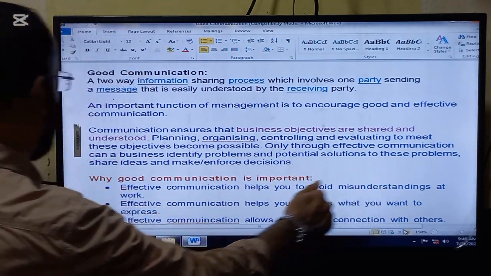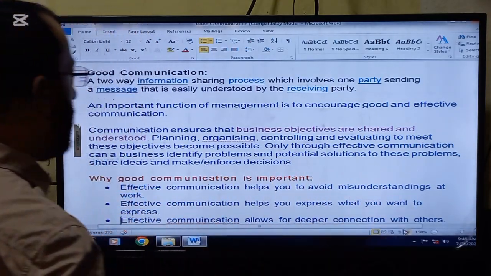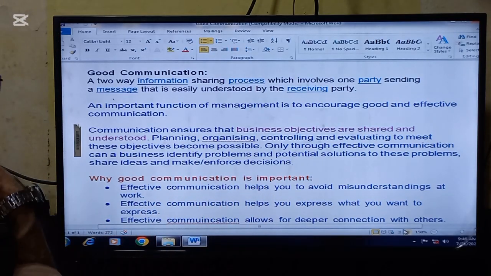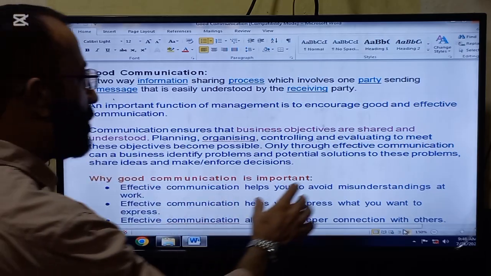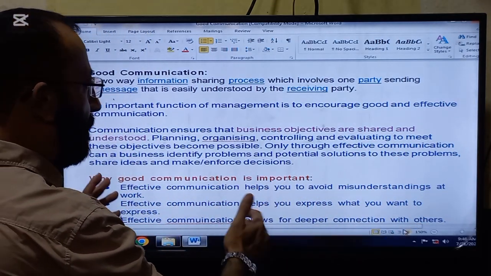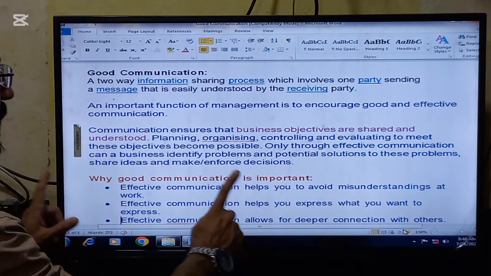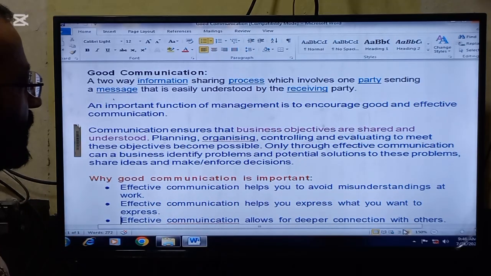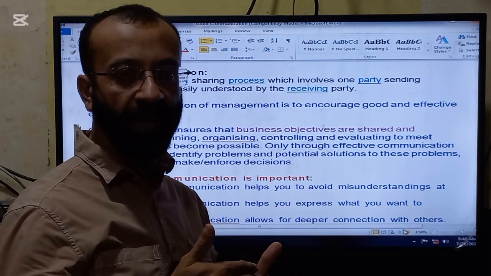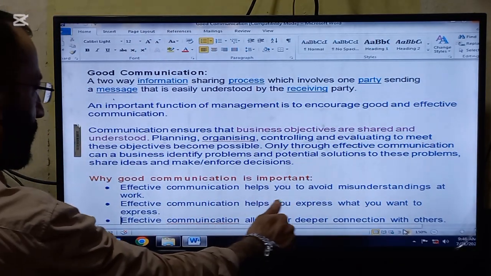Only through effective communication can a business identify problems and potential solutions to these problems, share ideas, and make informed decisions. Because if effective communication takes place, then you can understand the problem and make potential solutions to it. So effective communication is very necessary, not only within the organization but also between the organization and the outside world. Why is good communication important?